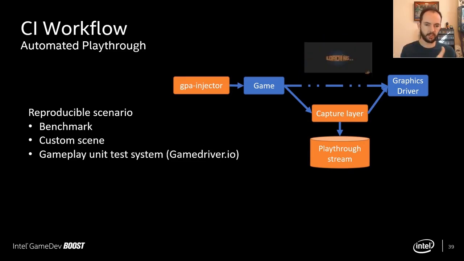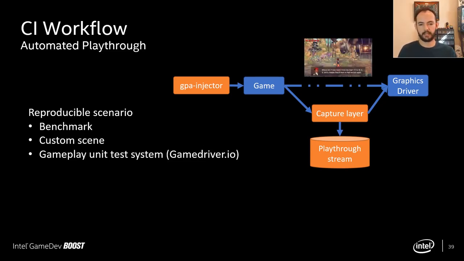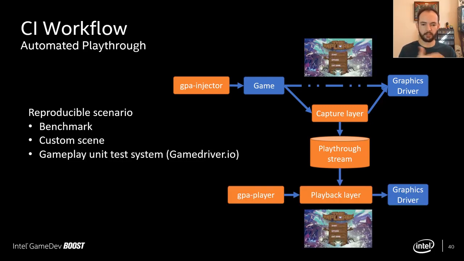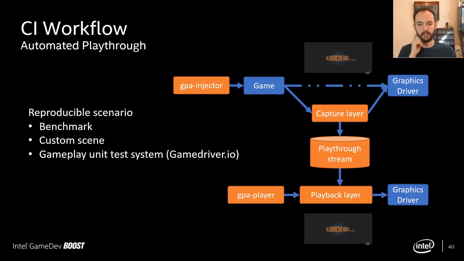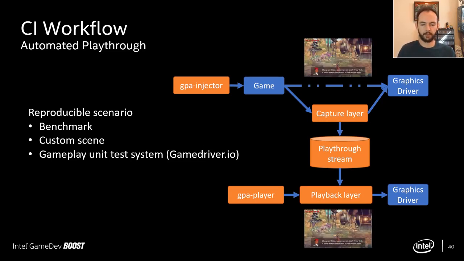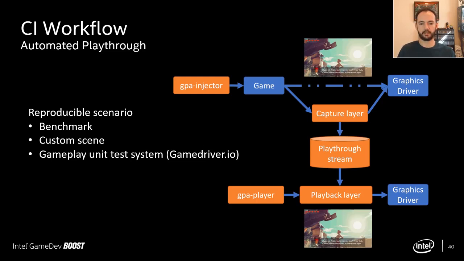You can leverage our GPA injector tool, which allows us to inject our own layers. One of the layers is the capture layer, the same one that GPA uses, that dumps out this playthrough of the stream. And that's what becomes your reproducible scenario at the playback level. Why at the playback level? Because now we can use the GPA player and the playback layer to reissue all of those commands to the graphics driver. And from the point of view of the driver, there's no difference where these commands came from, either your game or from the stream.